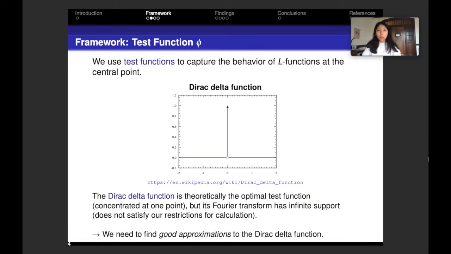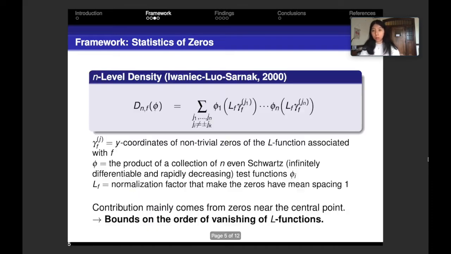For our computations, we used test functions to capture the local behavior of L-functions at the central point. The Dirac delta function is theoretically the most optimal test function because it is very concentrated at one point, but its Fourier transform has infinite support, which does not satisfy our restrictions for calculations, and hence we needed to find good approximations to the Dirac delta function.